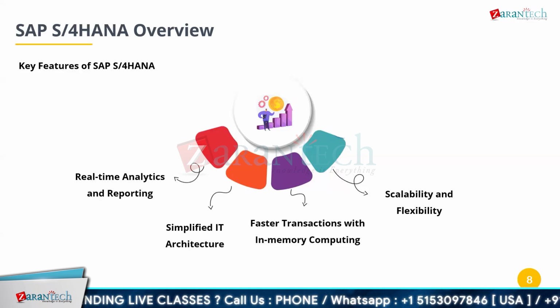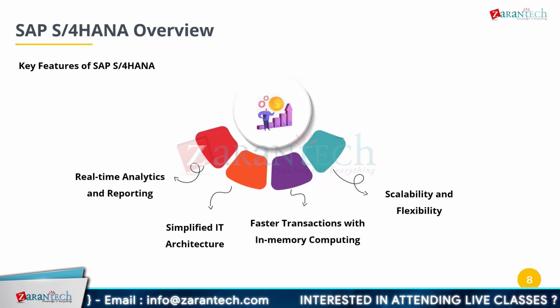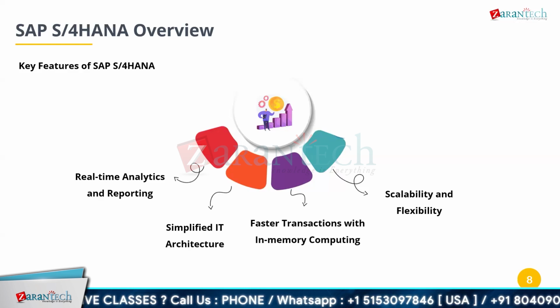Currently there are three kinds of deployment models: cloud, on-premise, or hybrid. One of the key innovations in SAP S4HANA is its flexibility. Companies can deploy it in the public cloud, private cloud, or on-premise systems, depending upon their needs or regulatory requirements.